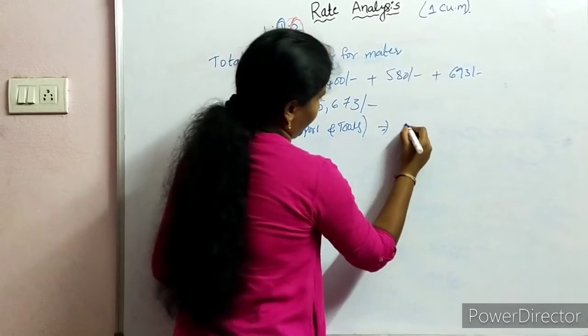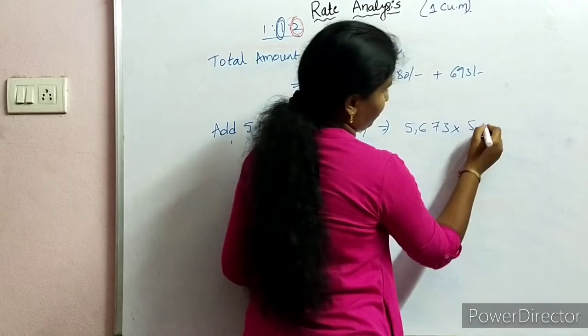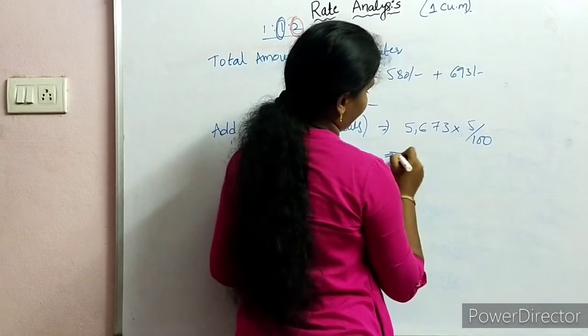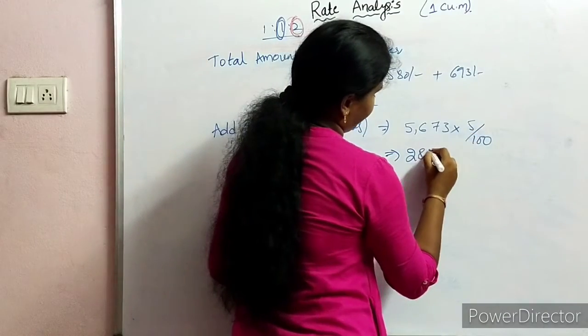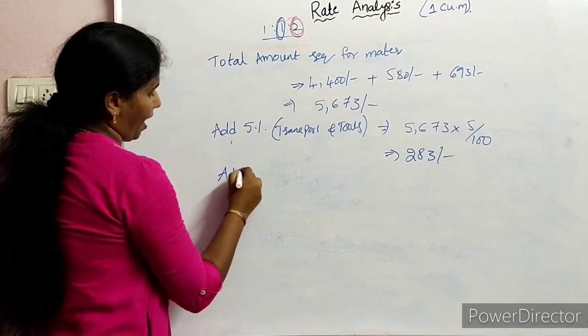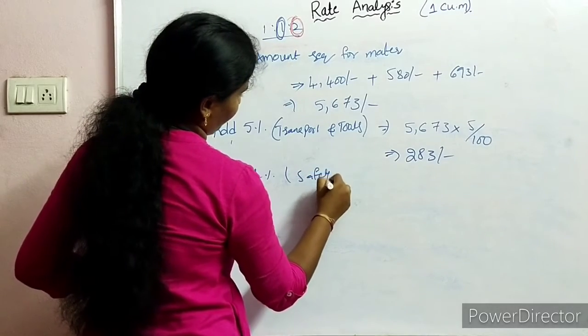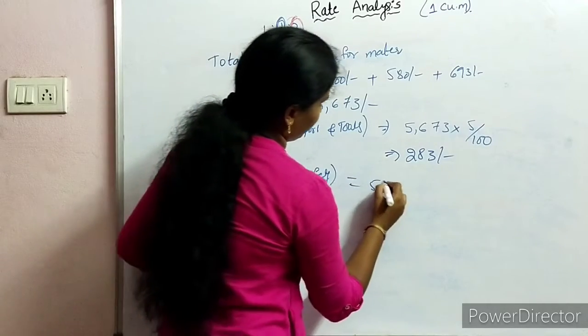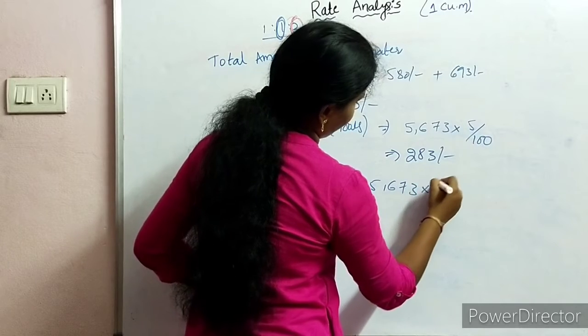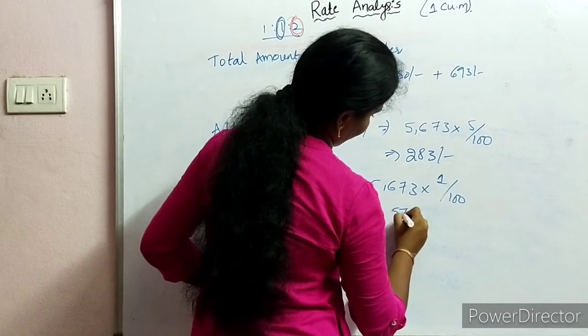That means 5,673 into 5% extra, that means 5 by 100. Here we will get 283 rupees. Now add 1% extra for safety. That is 5,673 into 1% extra, that means 1 by 100. Here we will get 57 rupees.